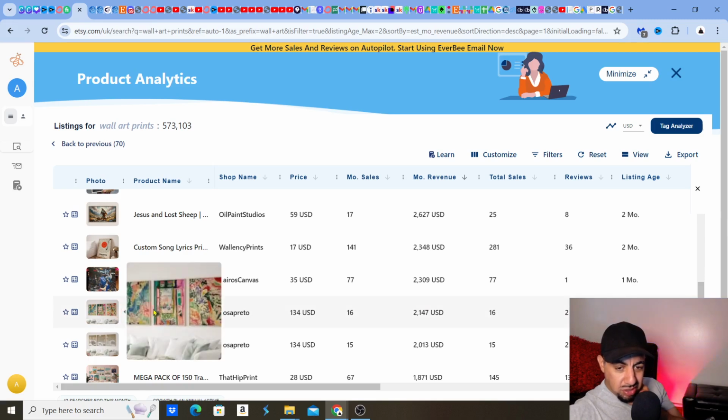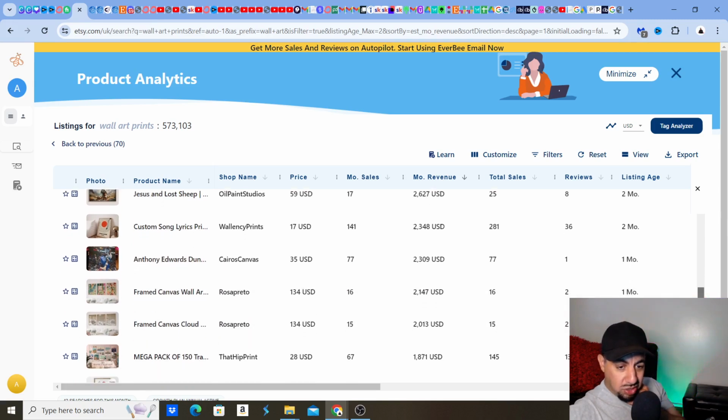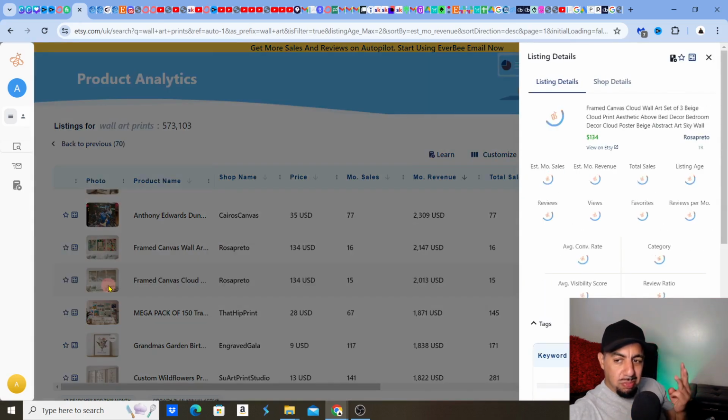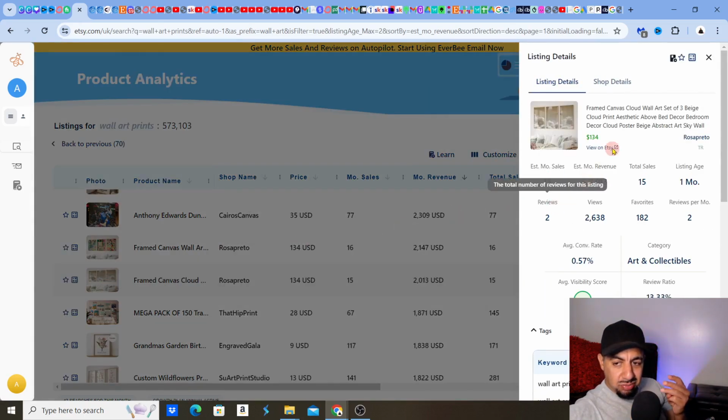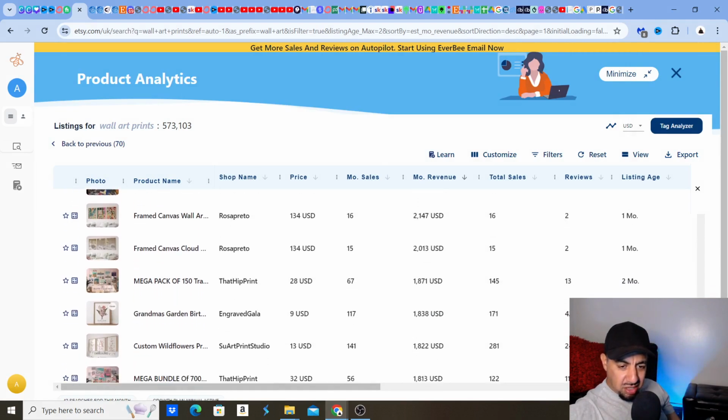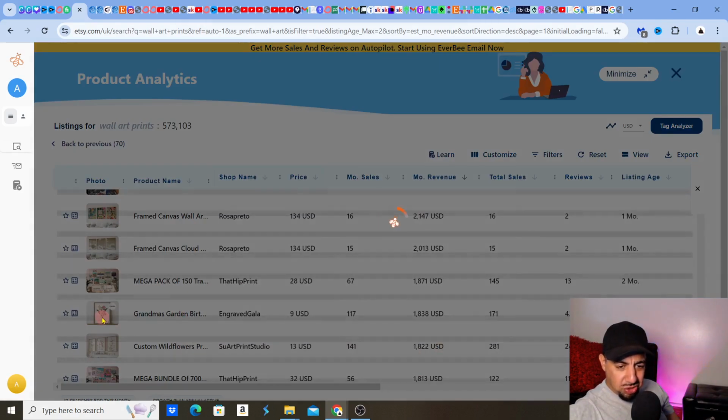This is a 3-month-old listing. This one is 1-month-old making over 2K. Look at this one, Canvas Clouds. Let's look at this for a second. This is interesting. It's a 3-set wall art making over 2K, a 1-month-old listing. But the conversion is not as much as I'd like, so I'm going to leave that for now. Here's another one, which is your birth month flower, which is your grandma's garden.